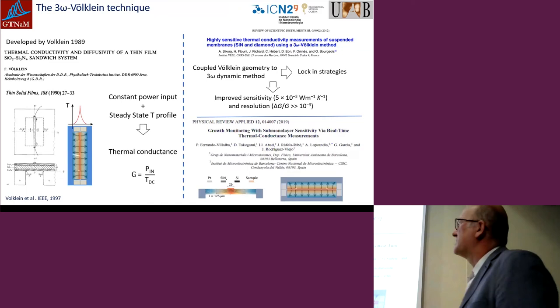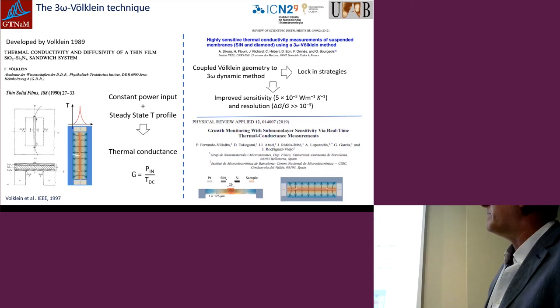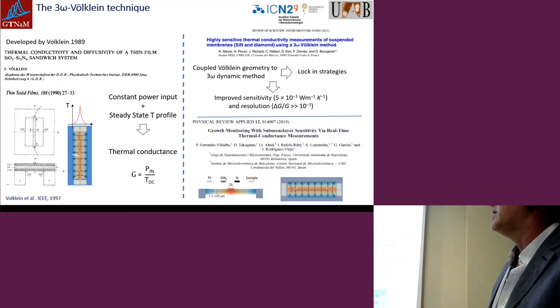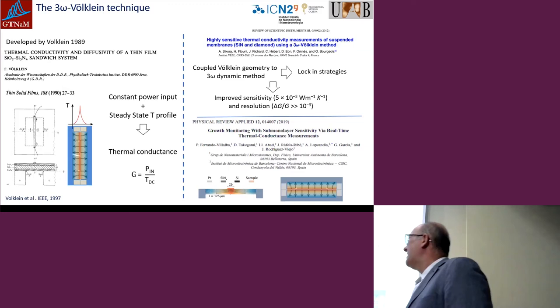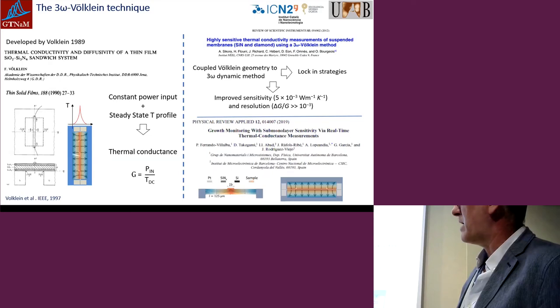The three omega Völklein is named after Völklein. So he developed this modification of the three omega. He started doing that in DC mode. So basically this is the geometry. This is a thin metal strip that is sitting on top of a membrane. And of course the heat will be dissipated in this direction. Okay, so basically you have the heat release here and heat is dissipated in this direction. And he did these measurements with a constant input power, with a steady state profile. And in steady state he was able to measure the thermal conductance just by applying this equation in which the input power is the conductance multiplied by the temperature difference between this central part and the frame that is kept at a given temperature.